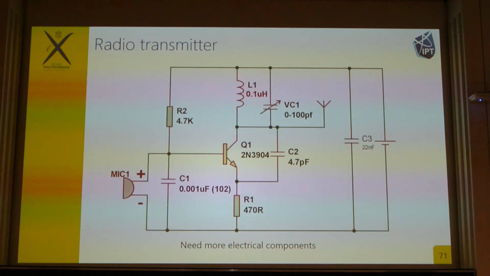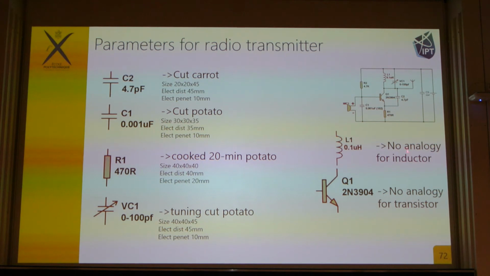So going for the radio transmitter, we'll go fast. This is the circuit for the radio transmitter. There are two elements that we cannot get. There is no analogy for an inductor, there is no analogy for a resistor, but it's a very important parameter. With more experiments, we actually prove that if we cook the potato for 20 minutes, we get in the end just resistance and there is no capacitor influence, so it's just resistance.